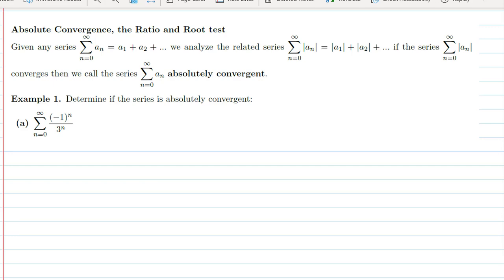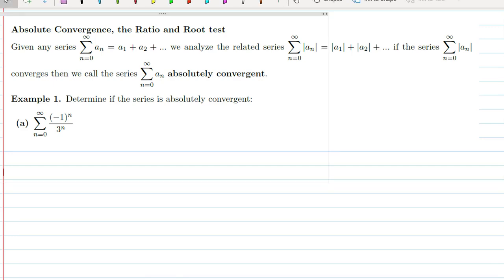In this section, we're going to be talking about absolute convergence, the ratio test, and the root test.